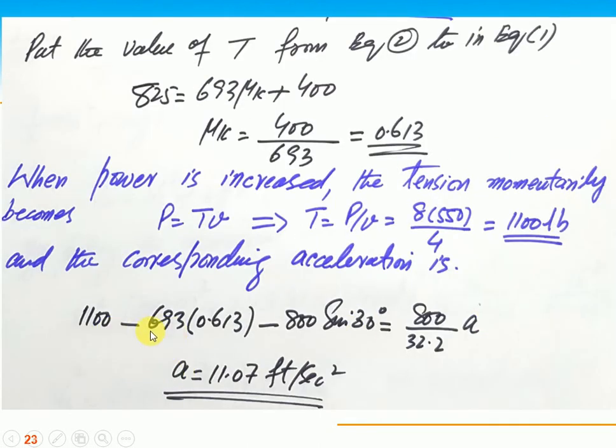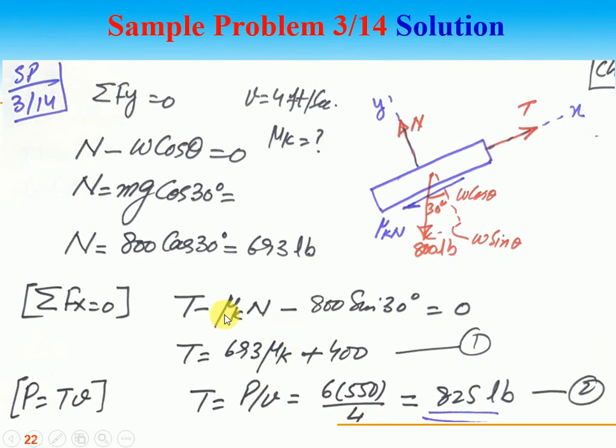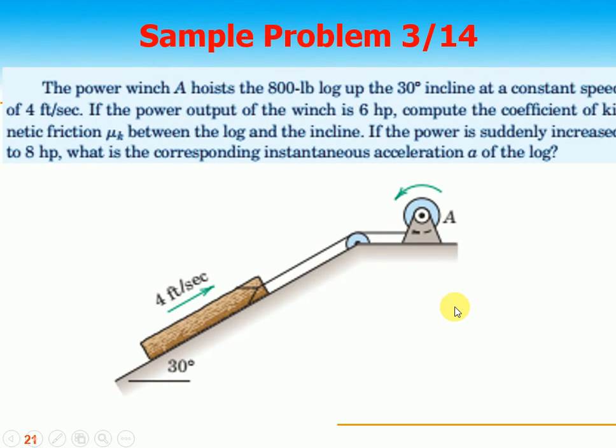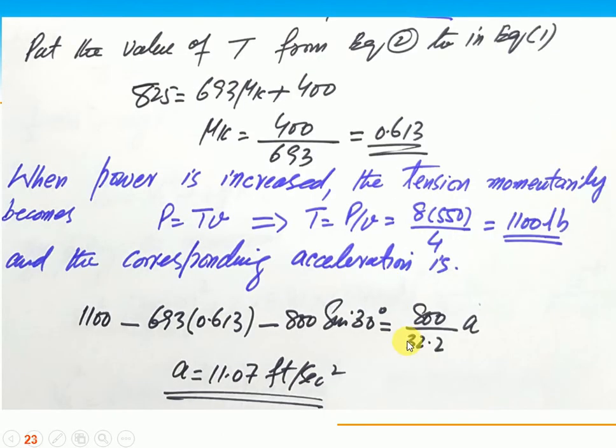Mu k is known, 0.613, and 800 is the weight component. The weight is 800 pounds, so the mass should be 800 divided by 32.2. We get acceleration 11.07 feet per second squared when the power suddenly changed from 6 horsepower to 8 horsepower.